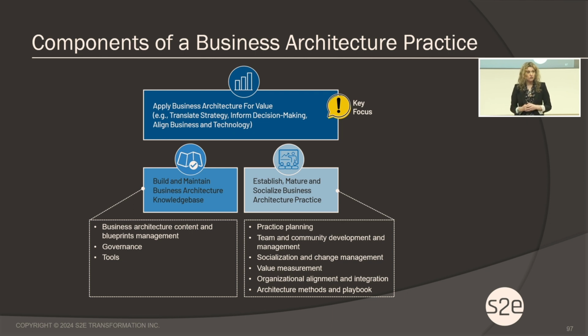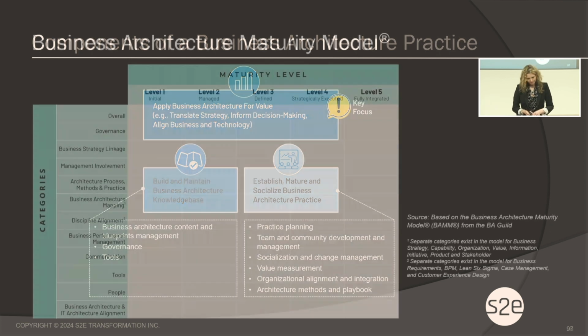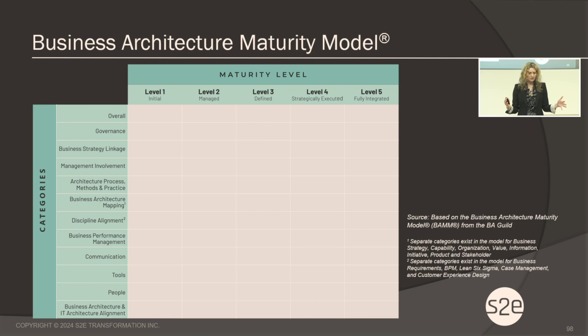So organizational change management applies as much to what we do as a business architecture team as it does to the organization. There's also value measurement, organizational alignment and integration, embedding into the fabric of the organization, and our architecture methods and playbook to make sure that we're delivering consistently as a team and delivering to the value and the outcomes that we've defined for ourselves. So that gives you a bit of a checklist on what do we do to build a practice. Here's the maturity model. This is from the Business Architecture Guild. It's called the BAM.